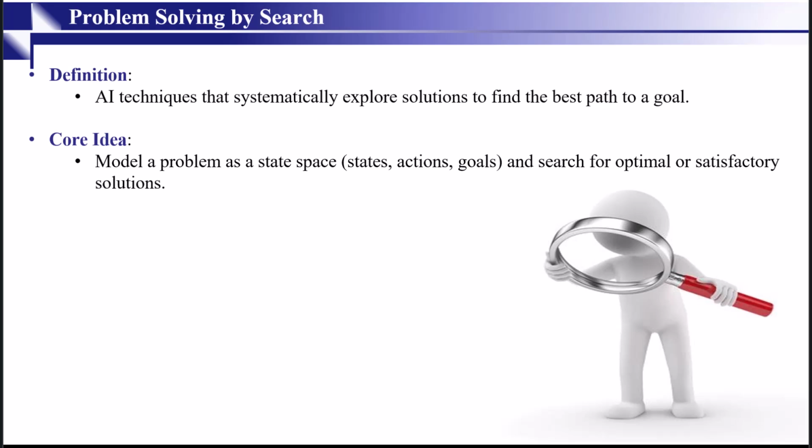So search algorithms are AI techniques. They systematically explore solutions, and we want to find the best path to the goal. The core idea here is we want to represent the problem as a state space, like state, action, and goals, and we want to apply search methods to discover optimal or feasible solutions. So we have agents here. Agents are AI systems, and the agents model a problem as a state space, and they apply search algorithms to move from an initial state to the goal state. How? By selecting appropriate actions.